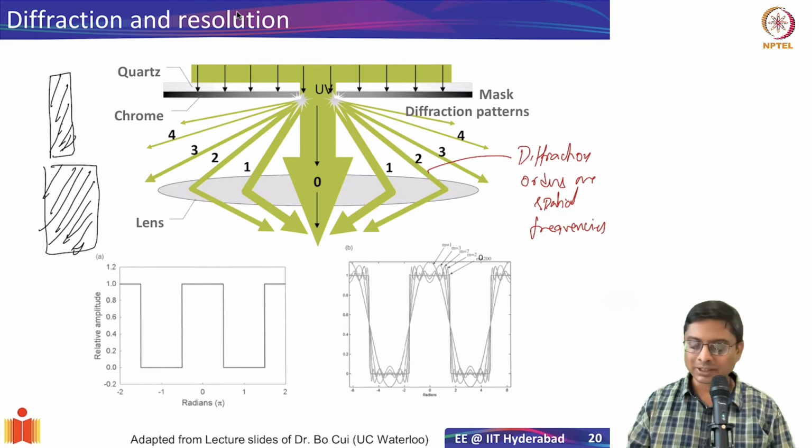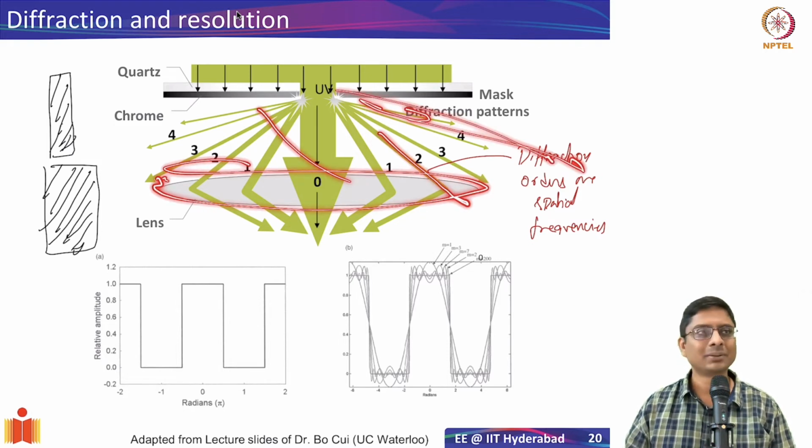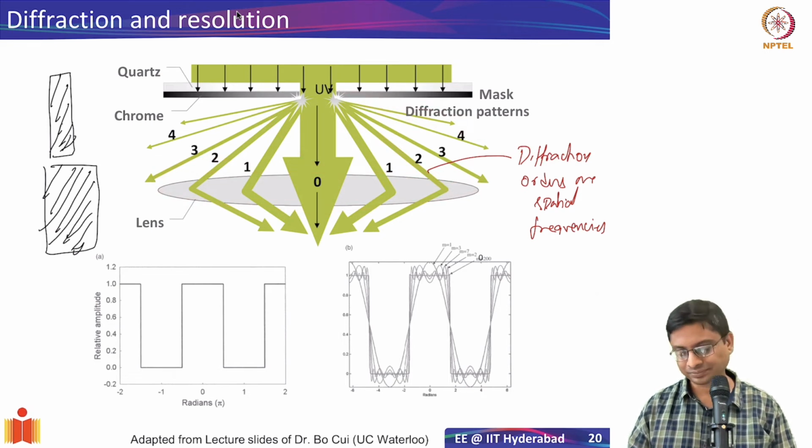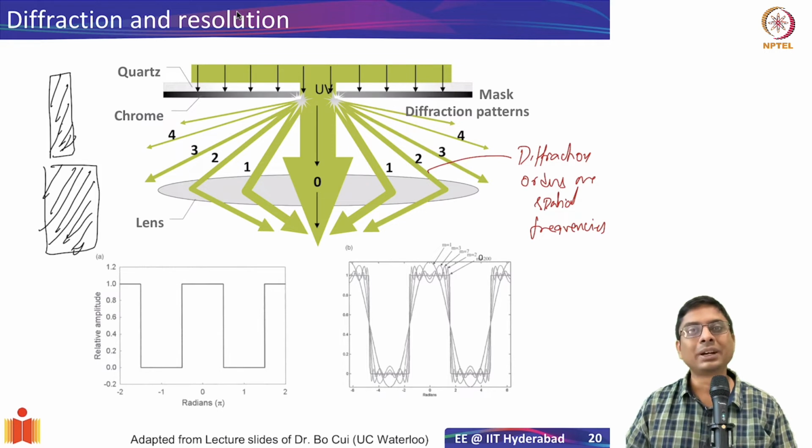Similarly here, if I want to print a pattern of this size, I have to capture all the diffraction orders if possible. But the problem is, if I have a lens like this, I'm going to capture only some diffraction orders. Very high diffraction orders I'll miss because they're at very high angles. My optical system cannot capture them, right? What happens if I miss these diffraction orders? My pattern becomes broader. I lose resolution. Okay, that is a fundamental problem.